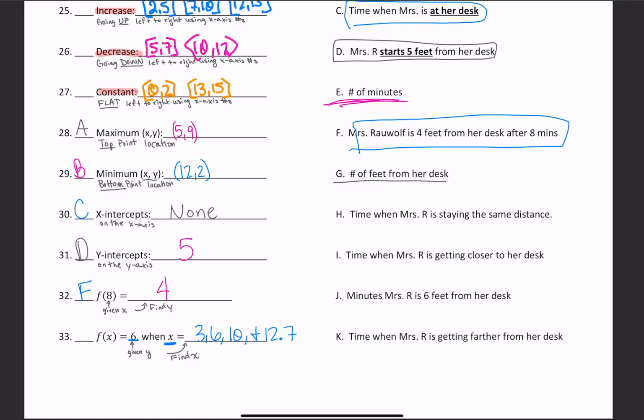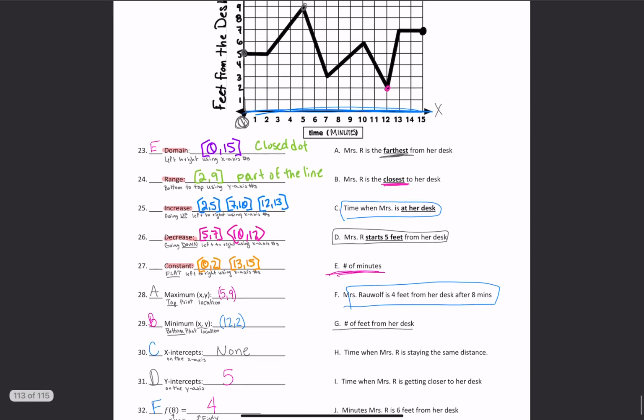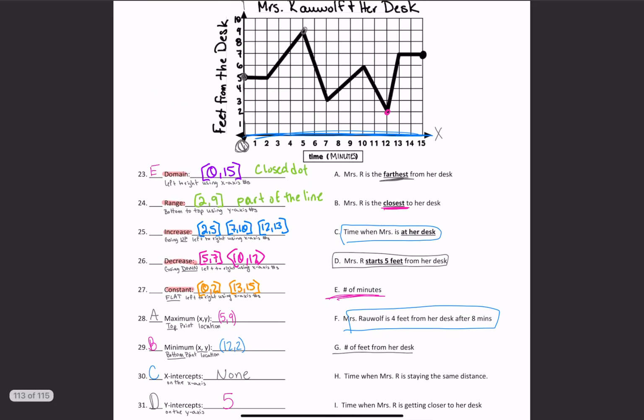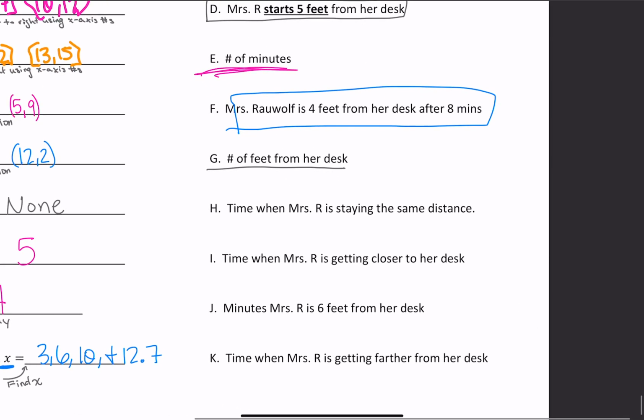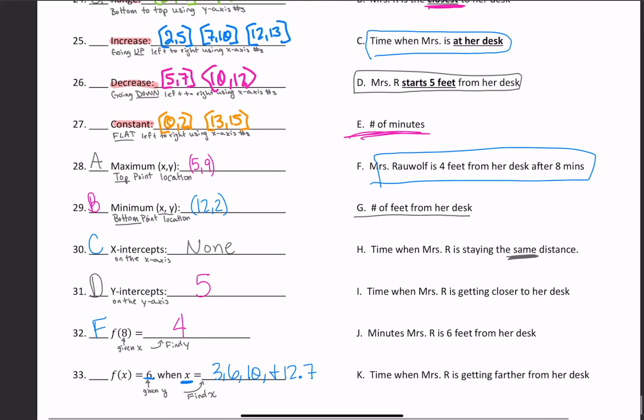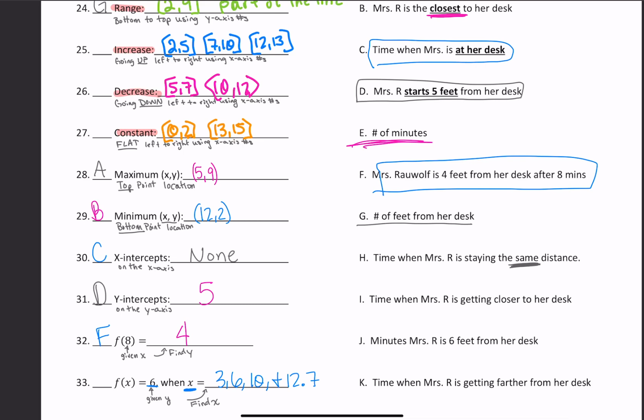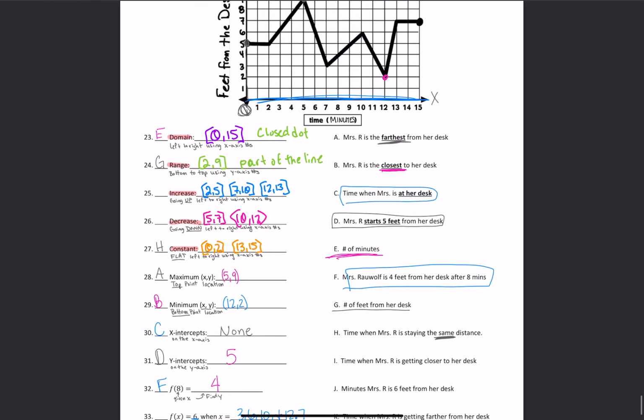G is the number of feet from her desk. Well, that's pretty generic. That doesn't give me a lot of explanation, but my range covers all of that. So G is going to be with 24. H is when Miss Rawolf is staying the same distance. So the time when Miss Rawolf is staying the same distance, well, that would be my constant, right? That's when I'm flat. That's where I'm staying the same distance from my desk.